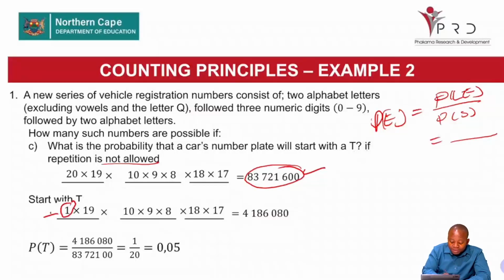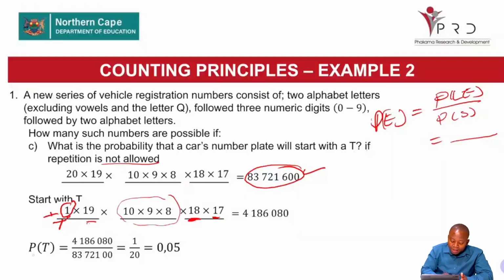When you start with T, the first slot only has an option of 1, which is T. Then from the 20, we've taken out T, we remain with 19. After we take from the second position, we remain with 18. After we take from the 18, we remain with 17. Thereafter, the numbers are still the same, they are just not repeated.